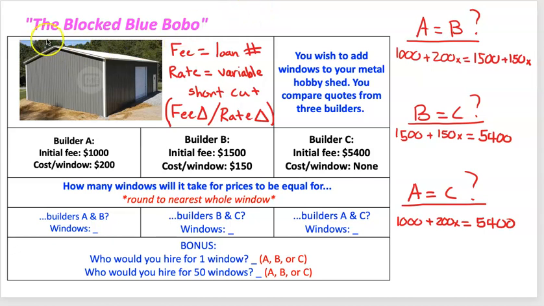Hey, what's up, students? Let's do the blocked blue boo-boo. No, that's Bobo. Oh, yeah, of course, because boo is like this, right? Two O's. Yeah, that's Bobo. Okay, cool. Cool, we're learning words and stuff.